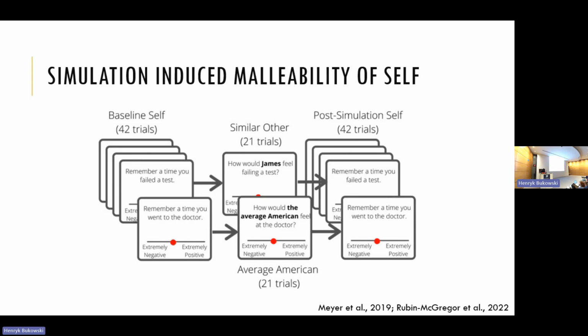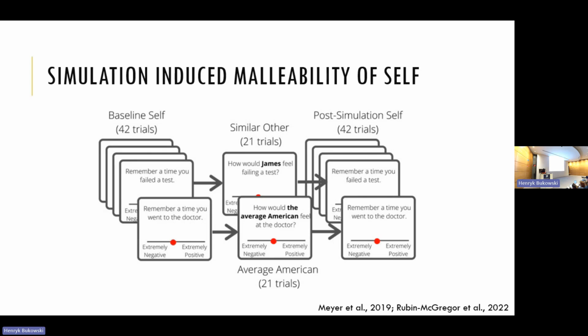So in a typical task, participants complete three phases of the experiment. Firstly, they do a baseline of themselves. They rate themselves on a range of different traits, experiences, knowledge, physical characteristics, and so on. At baseline they have to say, how would I feel in this particular situation? And they rate themselves.